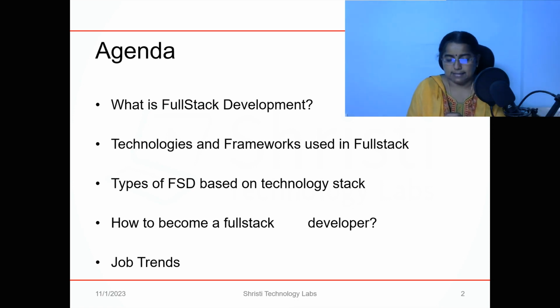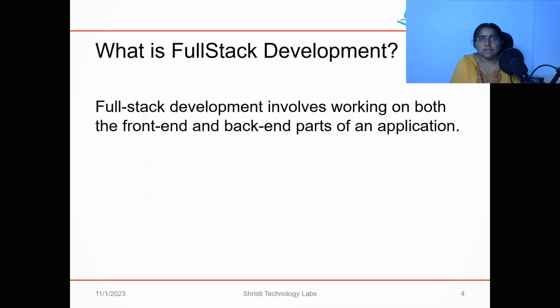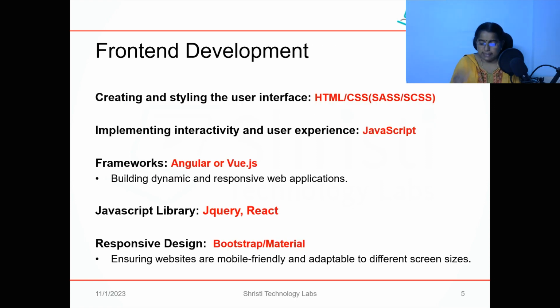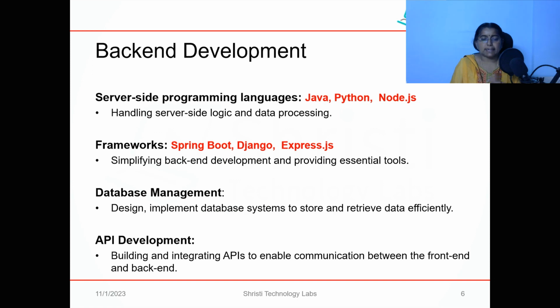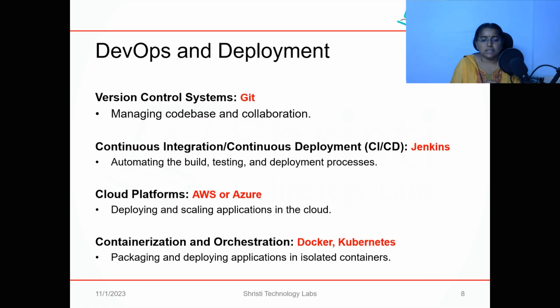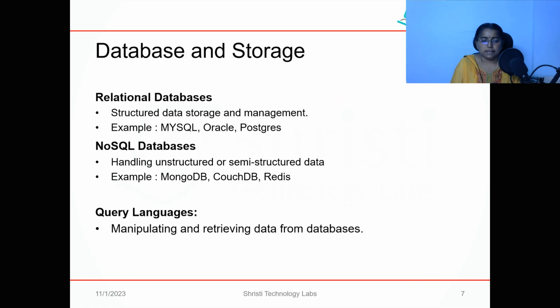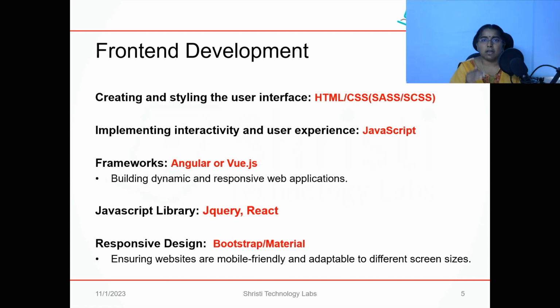Let us get started. What is full stack development? Full stack development involves working in both the front end and back end parts of an application. Let us see the technologies and frameworks that are used with full stack development. Front end development, back end development, database and storage, DevOps and deployment. These are the technologies and frameworks that come under front end. Let us see one by one.